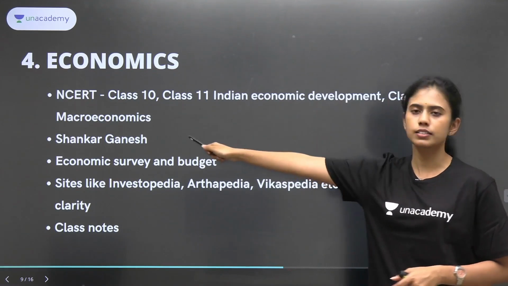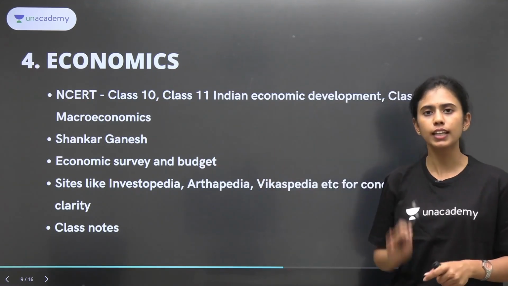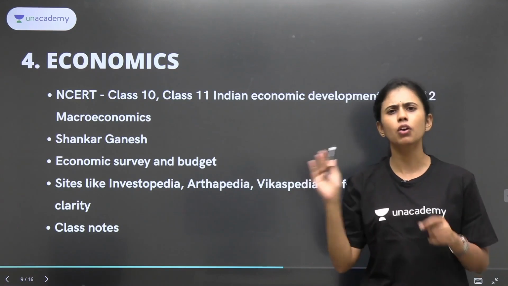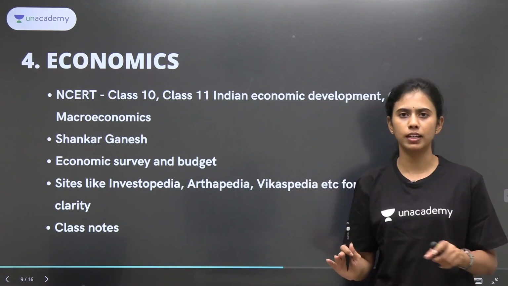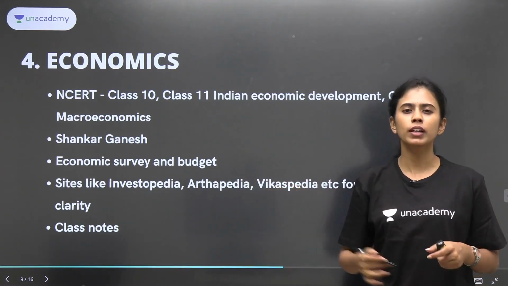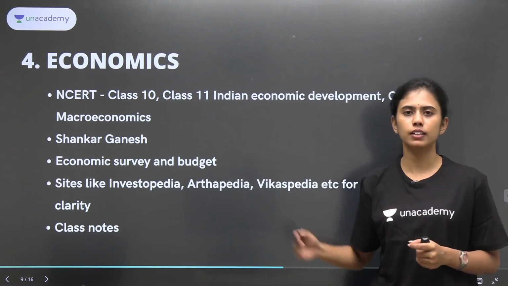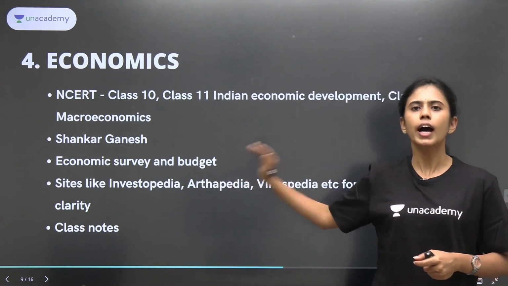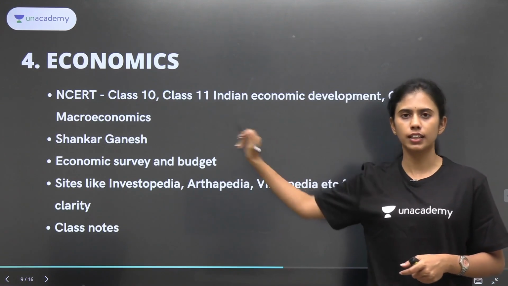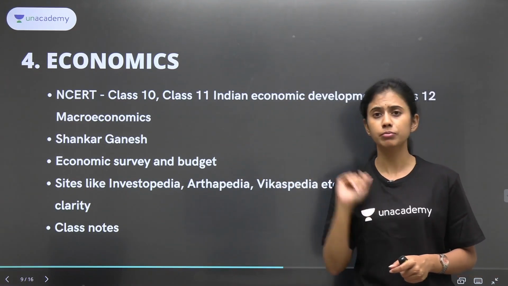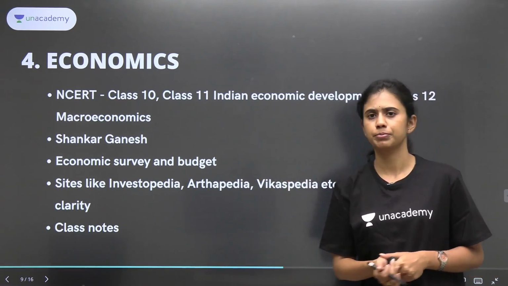Similarly, there is this class 11 macroeconomics NCERT. Again, I just went through it. A lot of concepts are given in a very clear manner. Whatever formulae or derivations are there in that, I skipped it altogether. I just focused on the concepts that are there in the macroeconomics NCERT, class 12 NCERT.